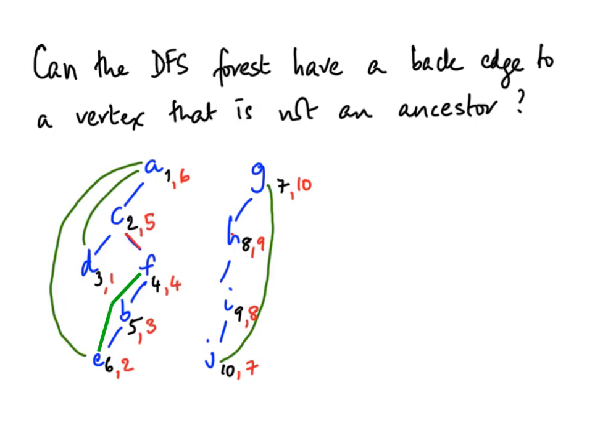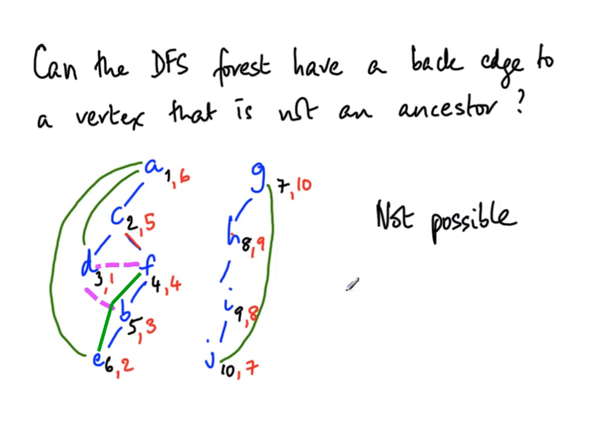So the question is, is it possible to have edges which are not to an ancestor? For example, could there have been an edge which we did not explore which takes us from F to D or from B to D? So is it possible to have a back edge, that is an edge which is not in the DFS tree, which does not take you back to an ancestor within the DFS tree? So the answer is that this is not possible.